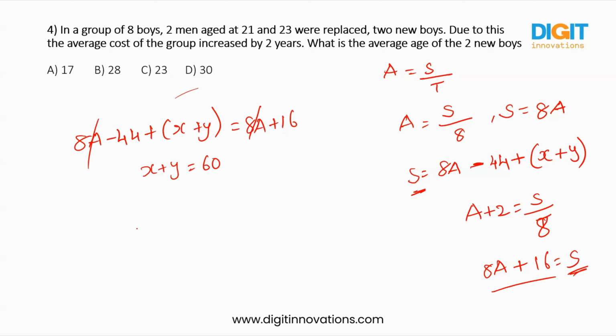But I need to find the average here. Average equal to sum of observations by total number of persons, right? Sum together, we know it is 60. How many are there? 2. So it would be 30. So I hope you are clear.